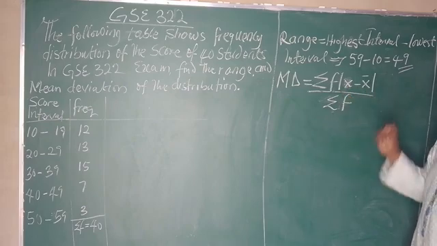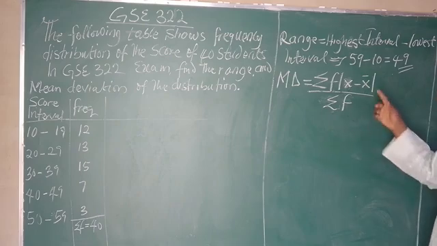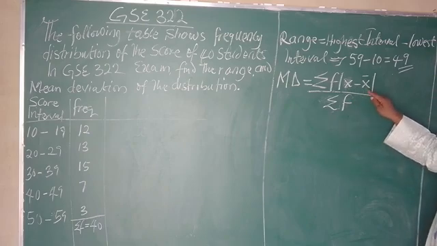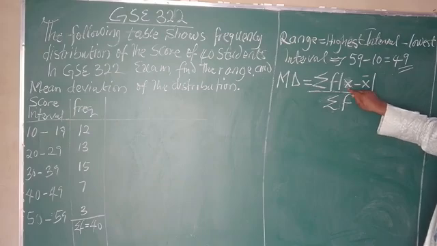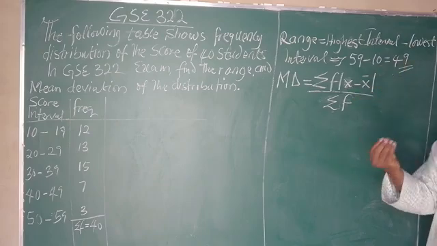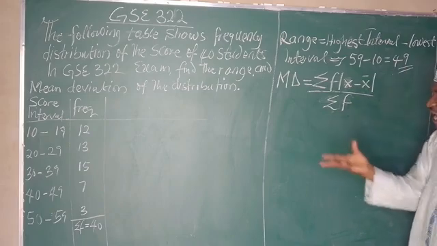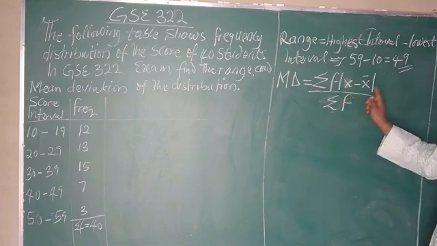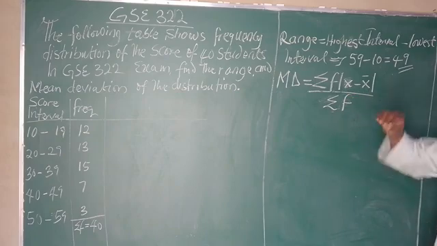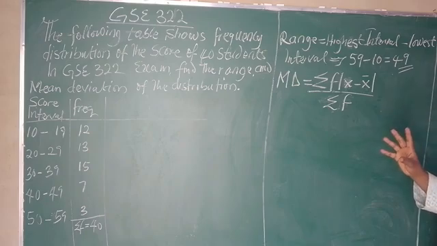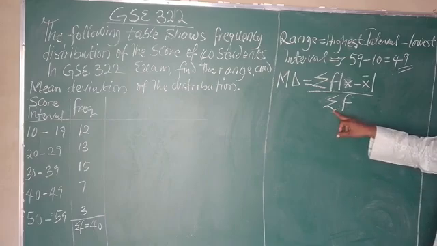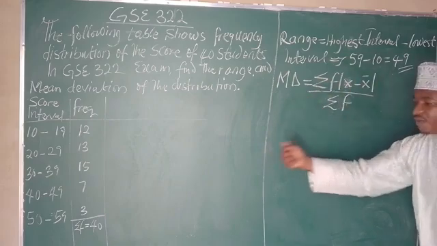Then absolute value. What does absolute value mean? Absolute value means that after subtracting the mean from each of the intervals, we should consider just the result with no regard to the sign. Supposing after the subtraction we get -2, by virtue of the absolute value, we forget about the minus and record just the 2. So the absolute value takes care of the negative sign. While summation of f is the sum of the frequency.